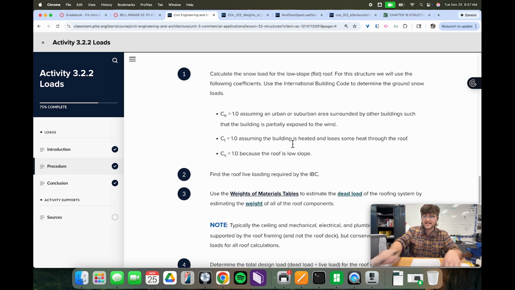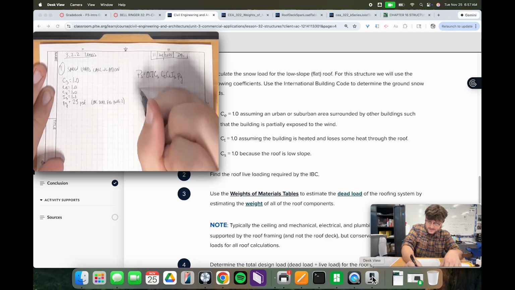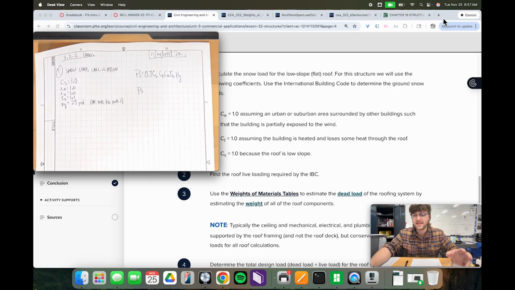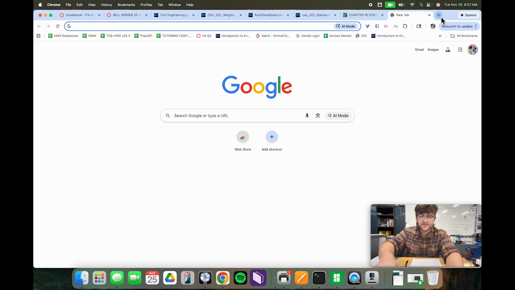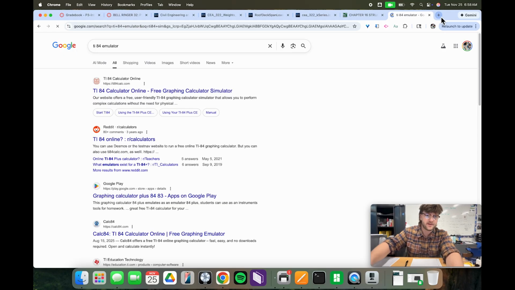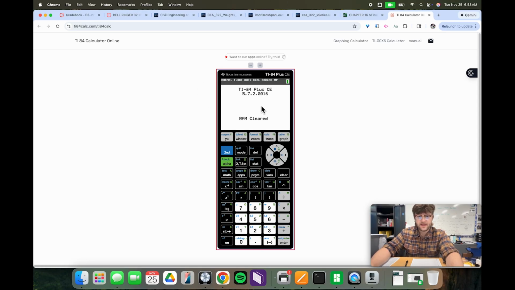Now, since we have all of these values, we can calculate what PS is. That's our design snow load. So we can put that in here. One of the things we want to check is also the actual minimum, so we'll check that afterwards. But I'm going to bring up the TI-84 calculator emulator right here and start typing in 0.7 times CS, which was 1, times CE, which was 1, times CT, which was 1, times the importance factor, 1.1, times 25.